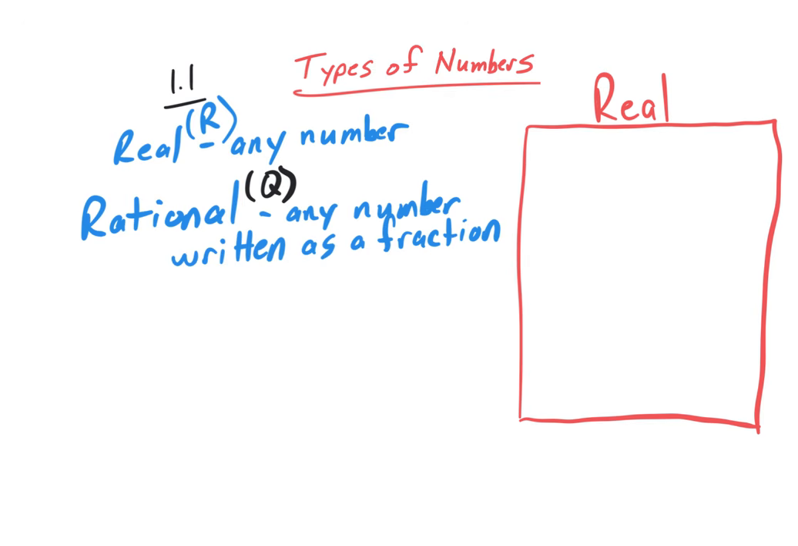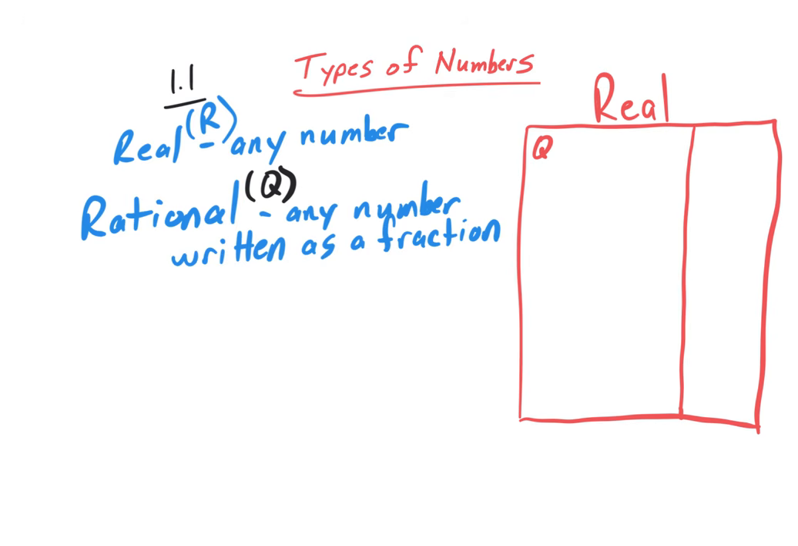So when I do my box over here, I'm going to put Q in this side. And I split the box up into two parts. And I didn't necessarily do it evenly because most numbers that we're familiar with are rational.